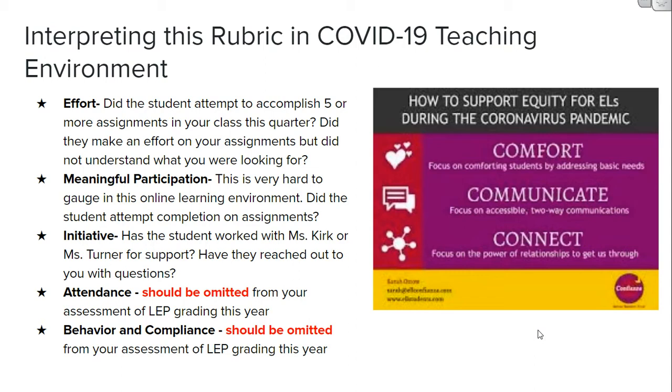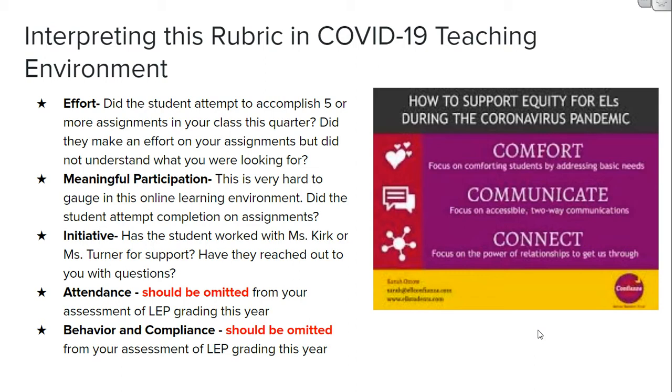Now, the section on meaningful participation, I know that this is very hard to gauge right now during this online learning environment, but you can ask yourself, did the student attempt completion on assignments? So maybe they didn't turn it in all the way, but they tried. They did like 4 questions or 5 questions out of the 10. They opened it up. They didn't turn it in officially, but they attempted it.